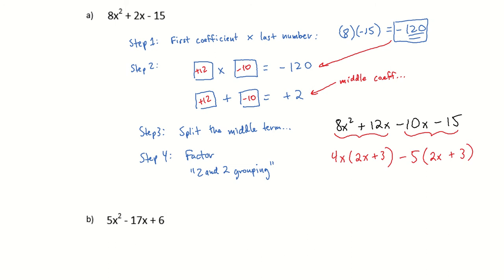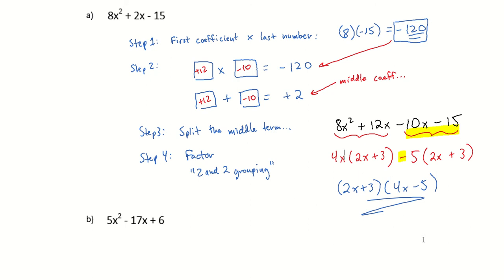Make sure as well that you keep the sign of the common factor that you take out of the second grouping. Make sure that there's either a minus or a plus there, depending on what you're taking out. And then the last thing we do is, one of the factors is 2x plus 3, and the other factor is 4x minus 5. And that's 2 and 2 grouping.